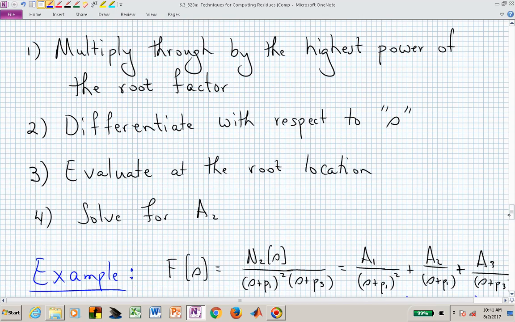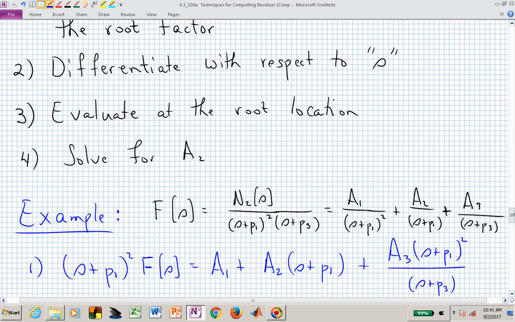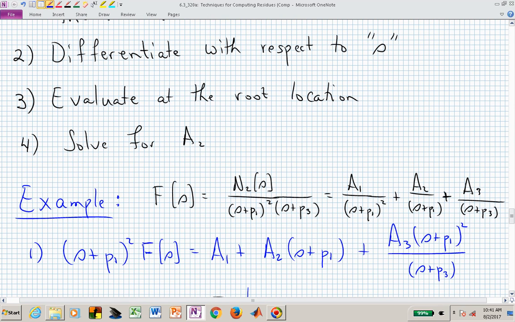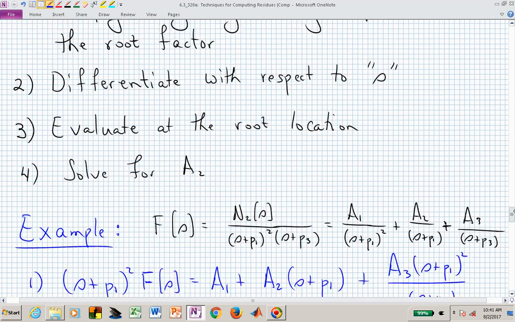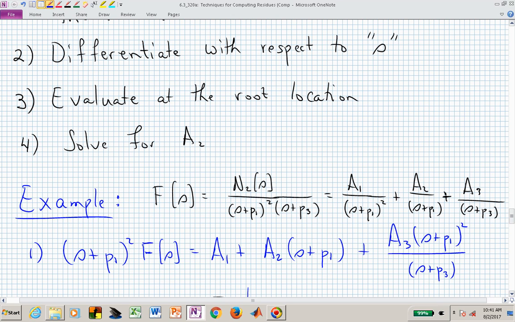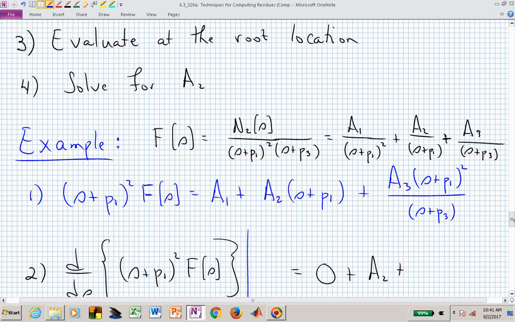Going back to our example, now we have f of s is n sub 2 of s over s plus 1 squared times s plus p sub 3. That produces this 3-term partial fraction expansion. The first step says multiply through by the highest power of the root factor, which in this case is s plus p1 quantity squared. We do that on the left and we do that on the right. On the right, that immediately isolates a sub 1. It leaves a sub 2 times s plus p1, and it has a sub 3 scaled by what we just multiplied through by, which is s plus p1 squared.